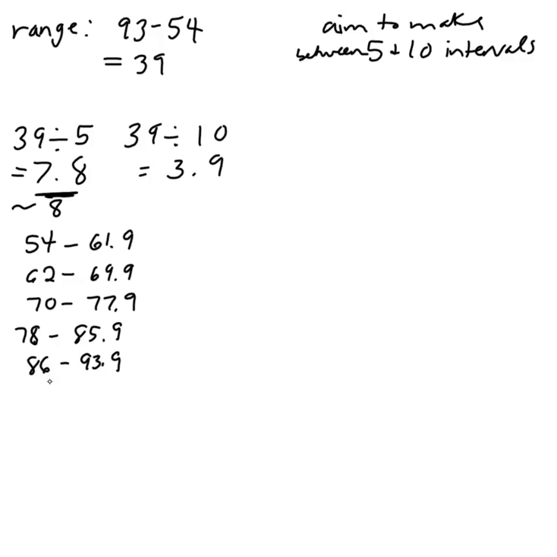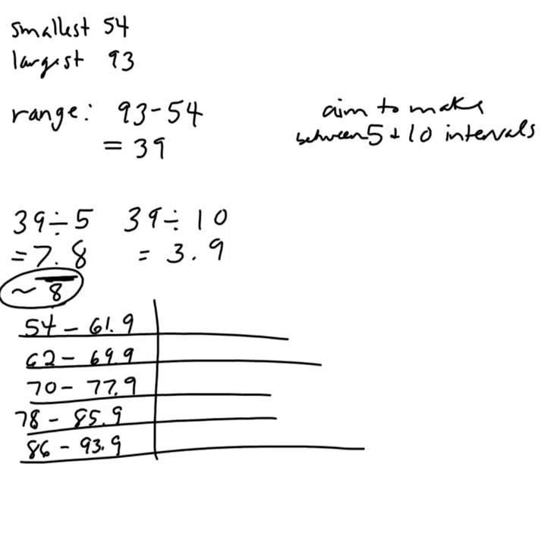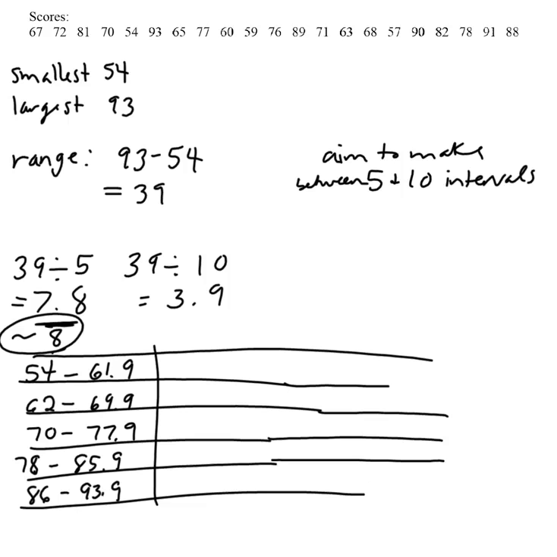Notice I have 5 intervals. They are equally spread out. They are each a distance of 8 between them. And then I can make my little chart, and I can tally up how many people fall in this range, how many people fall in that range, and so on. So that's just a quick way of how to choose appropriate intervals for a histogram.